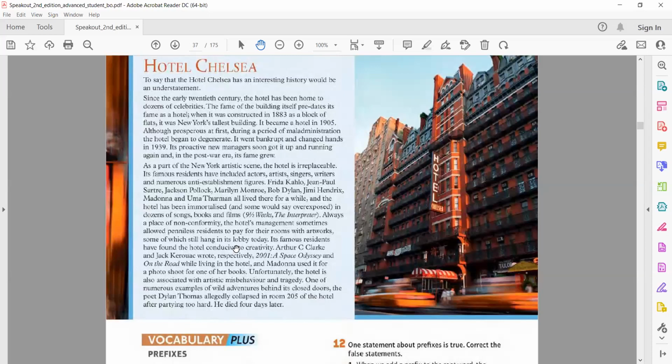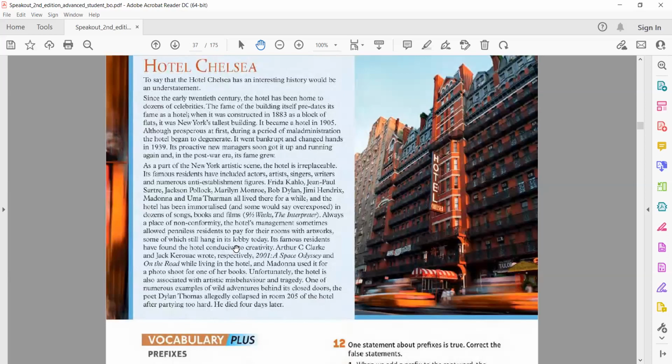9 and a Half Weeks, The Interpreter. It was always a place of non-conformity. The hotel's management sometimes allowed penniless residents to pay for their rooms with artworks, some of which still hang in its lobby today.